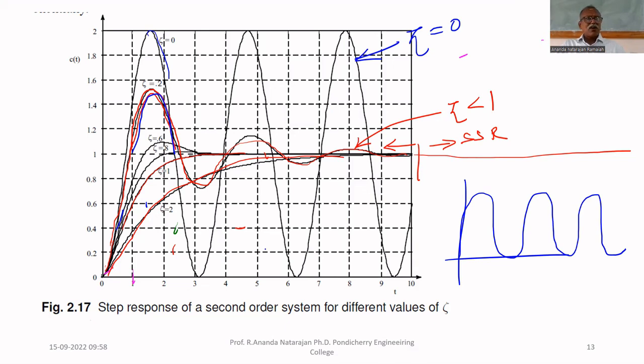If zeta is less than 1, it oscillates and settles. If zeta is equal to 1, it is the smartest response. If zeta is greater than 1, it is a sluggish response. This is the example for zeta equal to 2, plotted for zeta equal to 2.